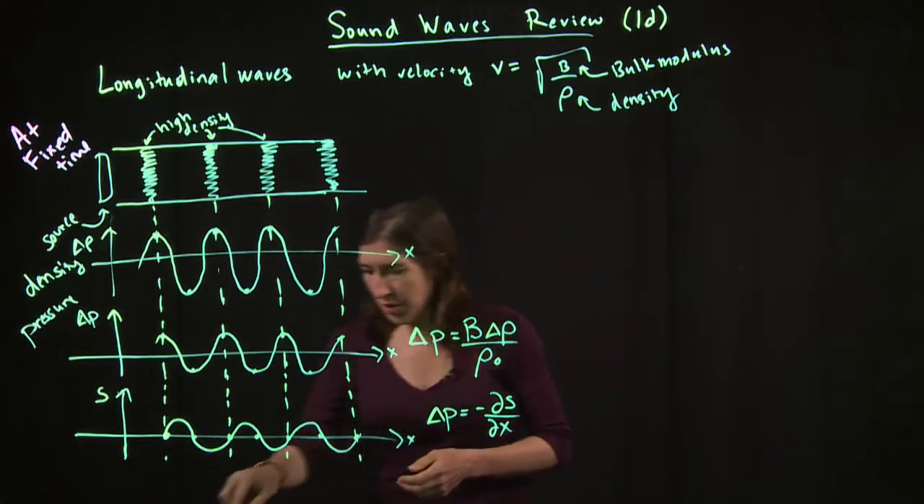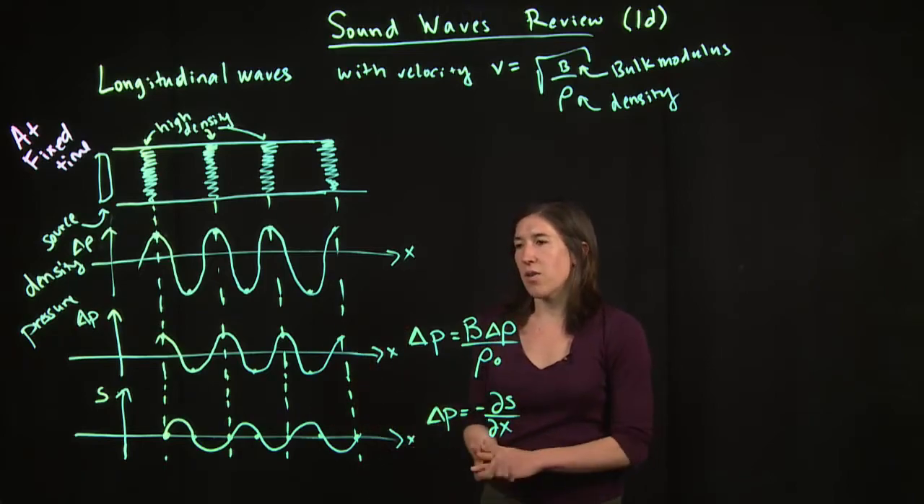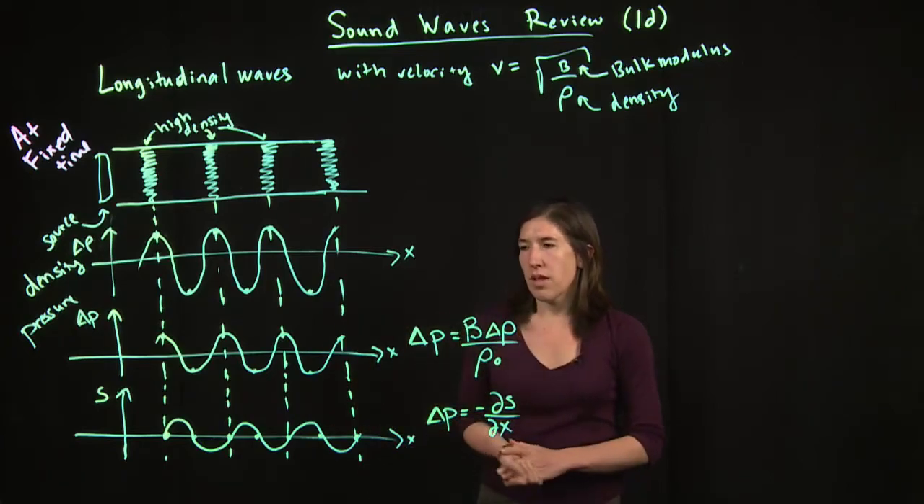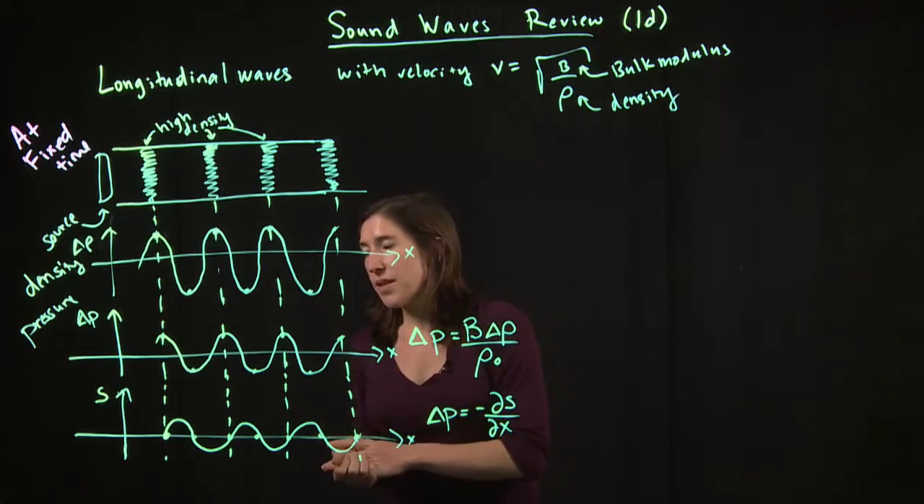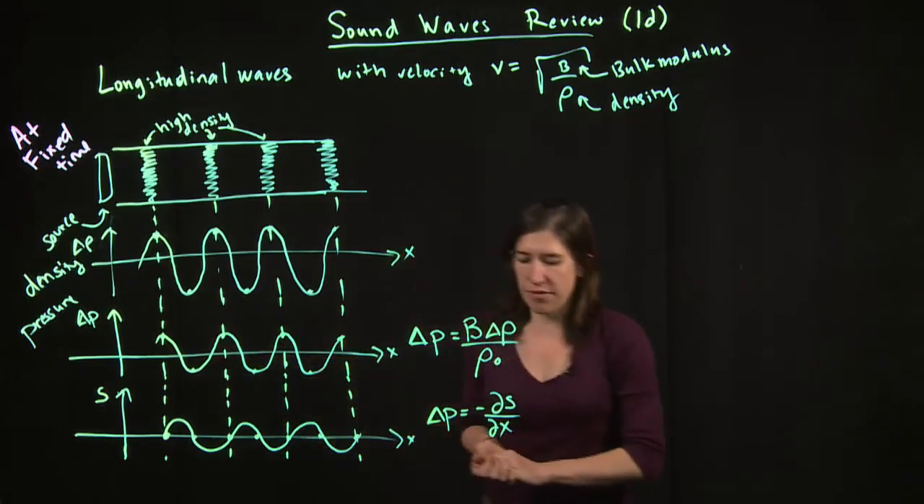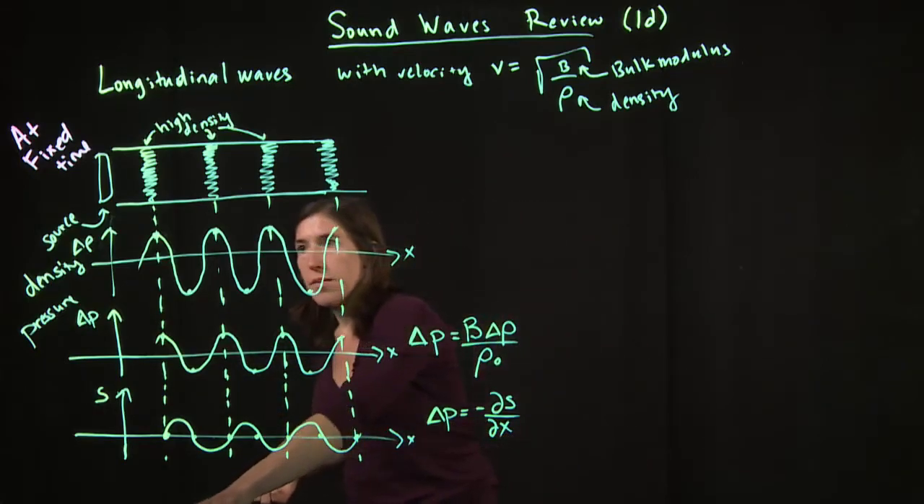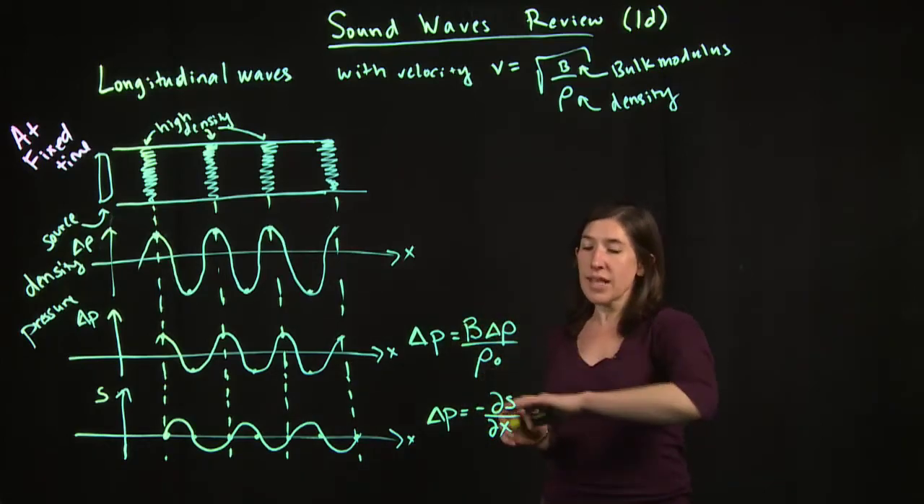So when you consider harmonics of sound waves, standing sound waves, the nodes and antinodes are flipped for pressure and displacement, exactly because of this shift here. So these are sort of the general ways you can describe sound waves.